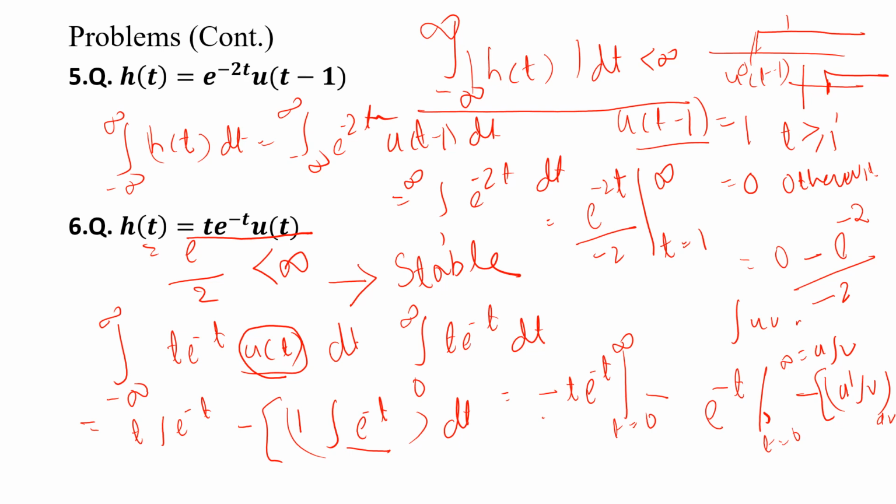Similarly, e to the minus t, what is it? At infinity it is 0, minus 1, e to the 0 is 1. So we will get 1, because minus is there, and 1 is less than infinity. So this is a stable system.